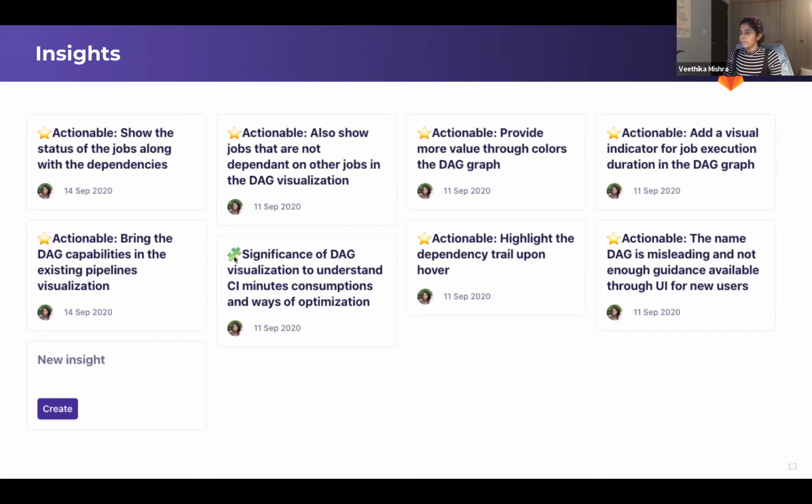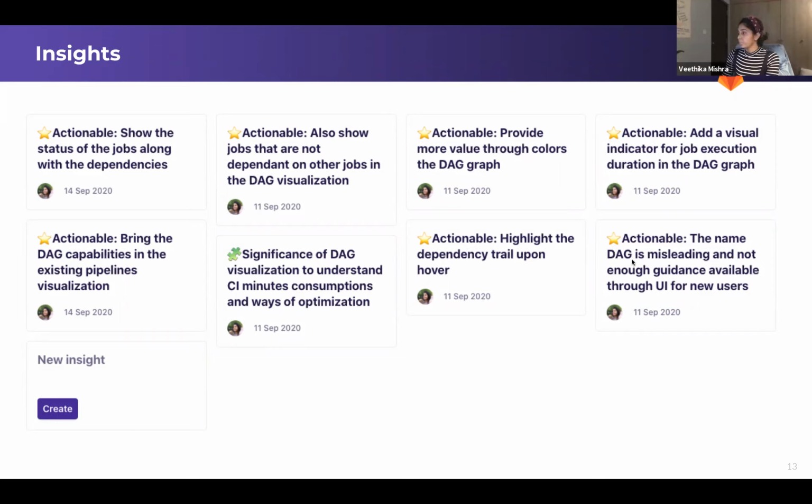Then a good-to-know piece of information, which is not exactly actionable at this point, was the significance of DAG visualization to understand CI minutes consumption and ways of optimization. Probably we can act on this in the coming future. Then another insight was to highlight the dependency trail on hover. This was just an interaction thing and it was easy to fix.